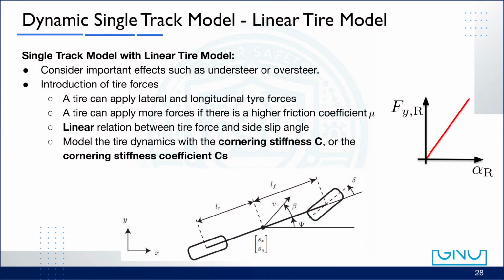Before we move on, let's ask an important question. Why do we now call this model dynamic? In the previous kinematic model, we only described geometric motion, how the vehicle moves based on its steering angle and velocity. There were no forces or masses involved. It was purely about geometry and motion, which works well only at low speeds or gentle maneuvers.